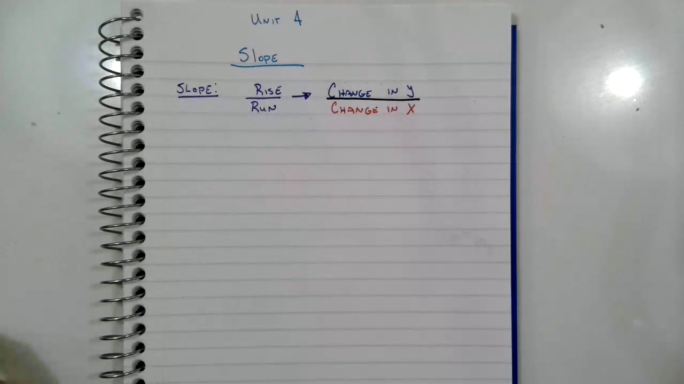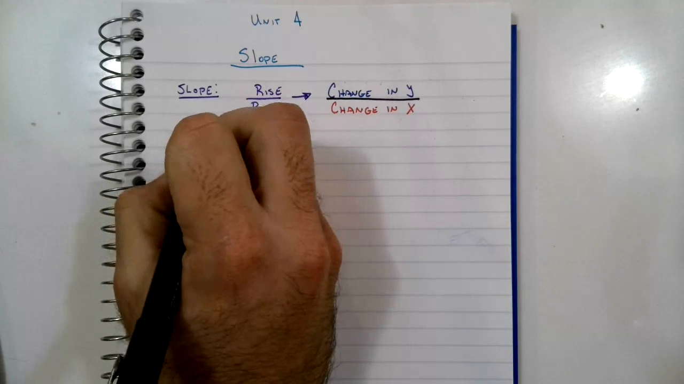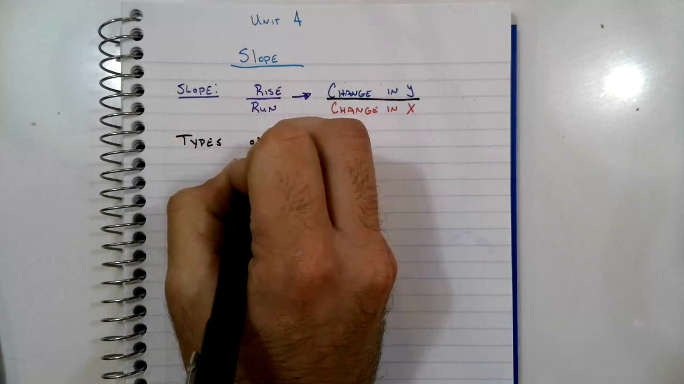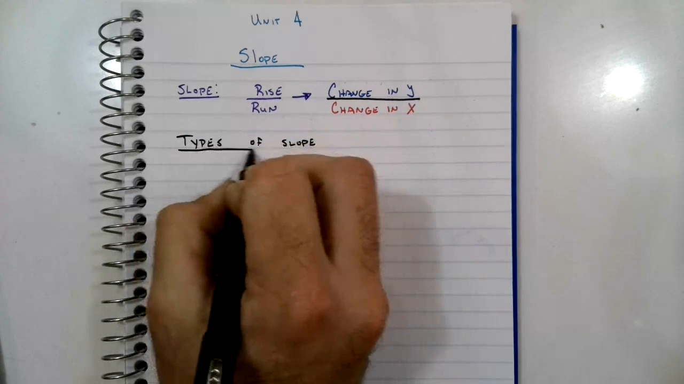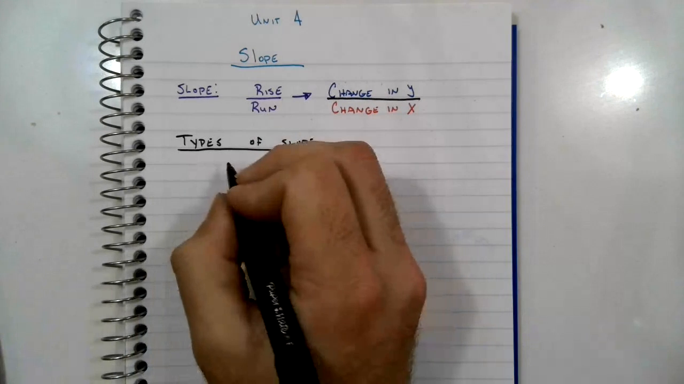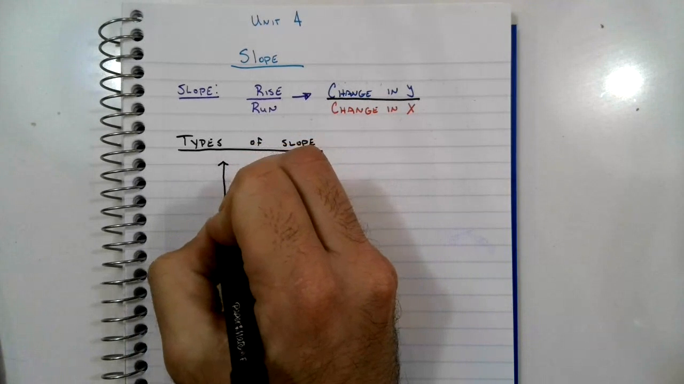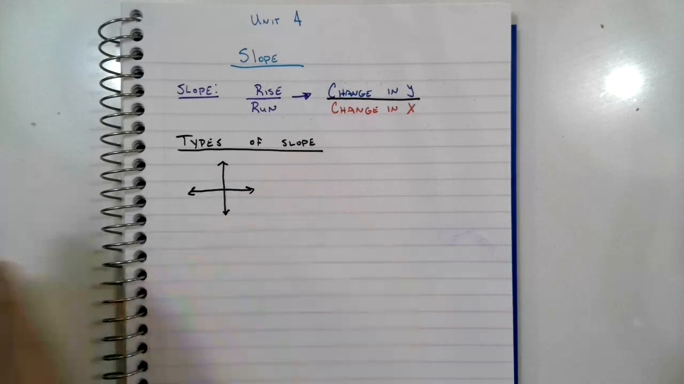So what types of slope do we have? We have a couple types of slope. So we're going to draw little graphs here. They're going to be very mini graphs. Don't pay attention to my artwork.